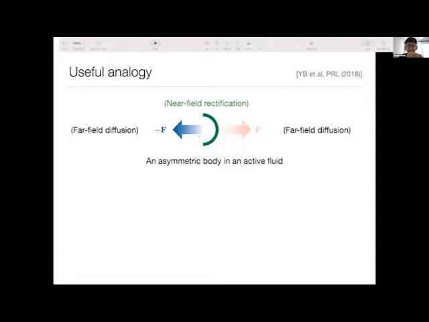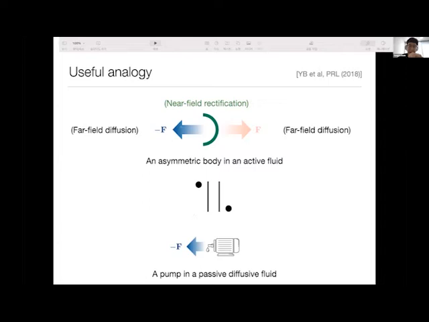And now in the near field regime, as I showed before, using this wedge-like object, this object is receiving a force from the active particles around it to the right, because the active particles get stuck in the concave side of the object. And by the action-reaction principle, this object is also applying a force to the left to all the active particles in contact with it. Okay. So that means that this asymmetric object, to some extent, effectively behaves like a pump in a passive fluid.